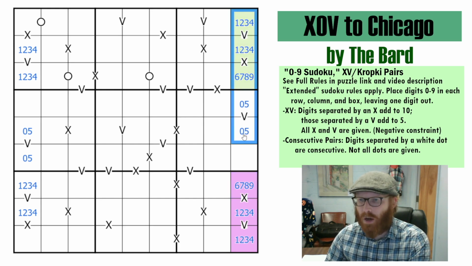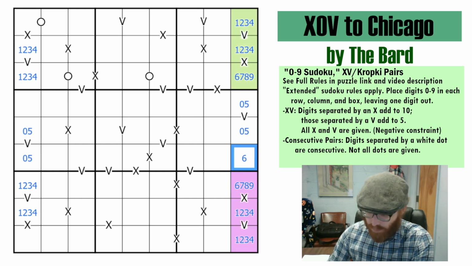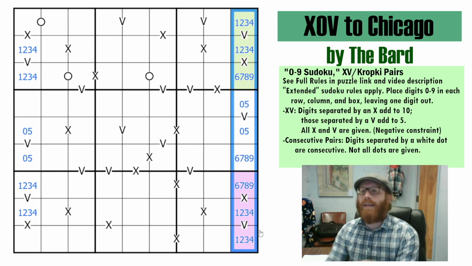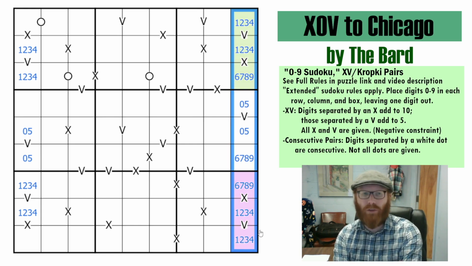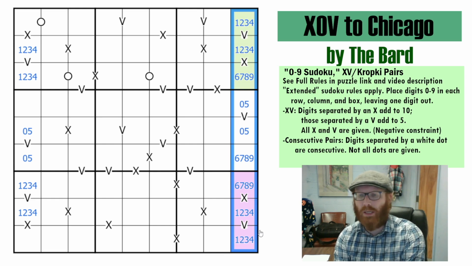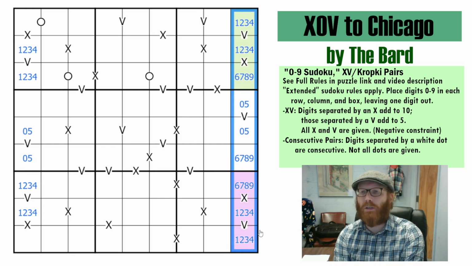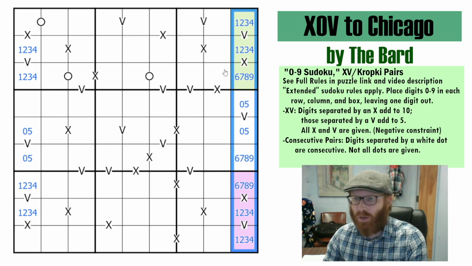Now in this column, we can see that that digit also has to be high. It has to be a 6, 7, or 8. And we can notice that the digit that's going to be left out of this column is going to be one of the high digits. We don't know which one. It's 6, 7, 8, or 9. In this column, we've got the digits 0 through 5 and 3 of 6, 7, 8, or 9.